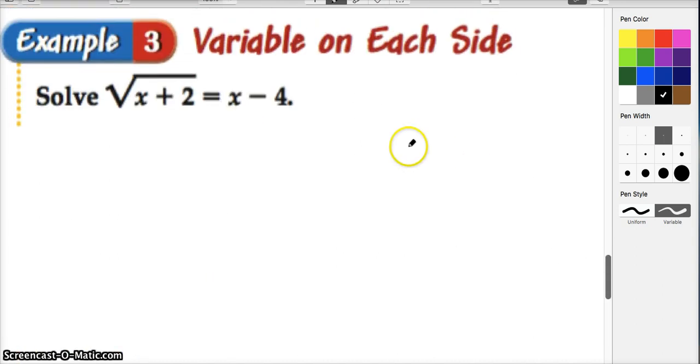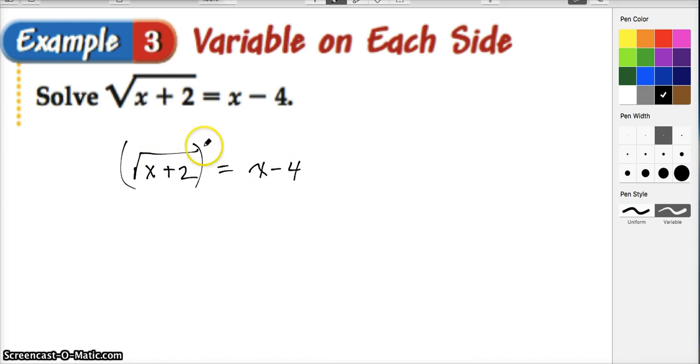Example 3 has a variable on each side. And so this is a little bit more tricky, but the idea still is the same. To solve this problem for x, I still need to get x out from underneath the radical. So I'm going to isolate the radical, which fortunately has happened already, and then I'm going to square both sides of my equation. So squaring both sides will yield this.